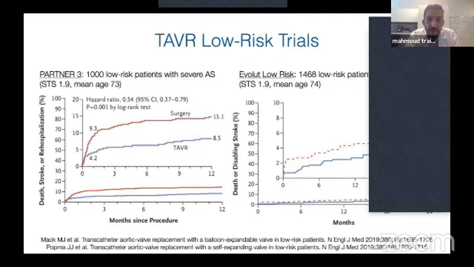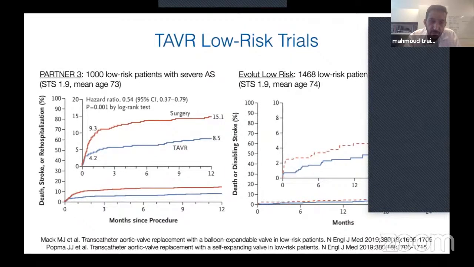Now, these are the outcomes of the two largest low-risk trials. The PARTNER 3 trial was with a balloon expandable SAPIEN valve and showed a reduction, this time with the data including rehospitalization. So death, stroke, or rehospitalization showed a significant reduction with TAVR, primarily driven by the rehospitalization outcome. In the Evolut low-risk trial, looking at just hard endpoints, death or disabling stroke, there was a trend towards reduction in events with TAVR valves.